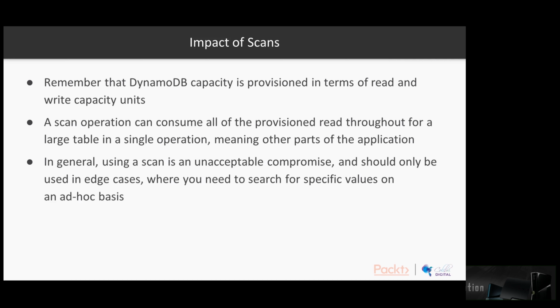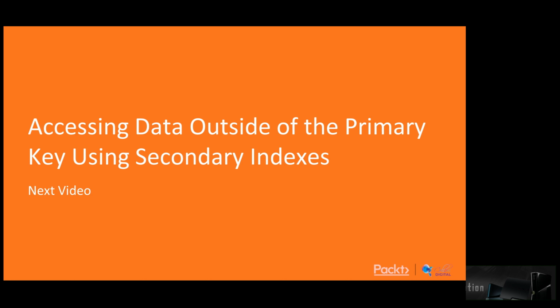So one last time, queries are good, scans are bad. Queries will come back in under 10 milliseconds regardless of the size of your table. Scan performance will grow as your table grows. If you need to use a scan regularly in your application, you've done something wrong. But there is a solution. And we're going to find out how to do it in the next video, where we're going to look at how we can access data outside of the primary key using a better method, something called a secondary index.